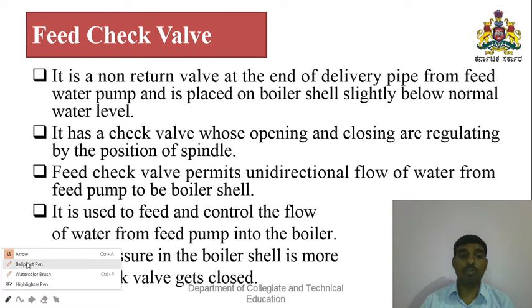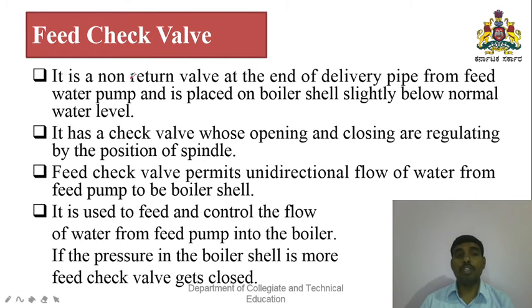Next one is the feed check valve. So students, it is a non-return valve at the end of the delivery pipe from the feed water pump, and it is placed on the boiler shell slightly below normal water level. So this is a feed check valve. It is a valve through which feed water will flow inside the boiler shell.